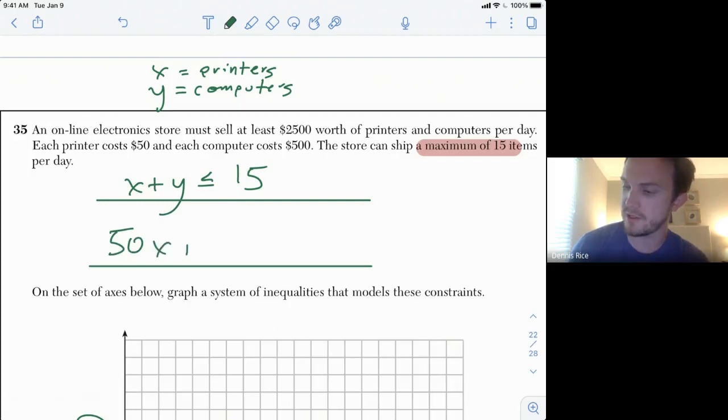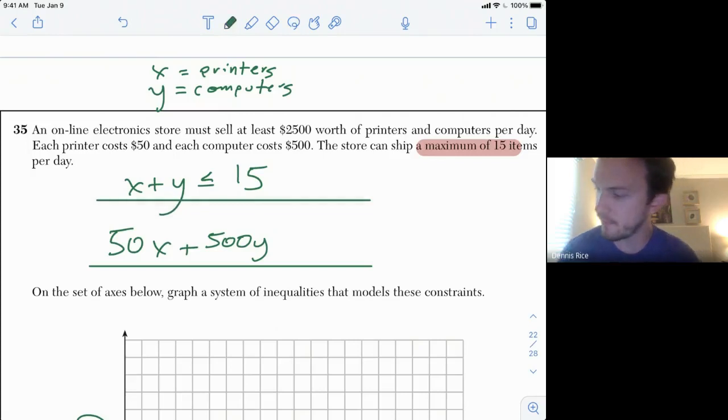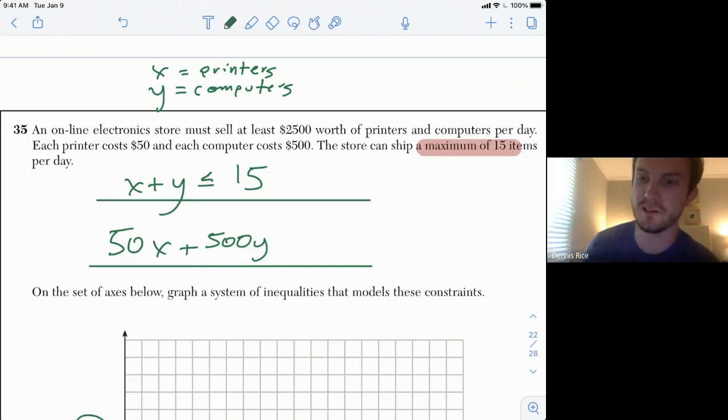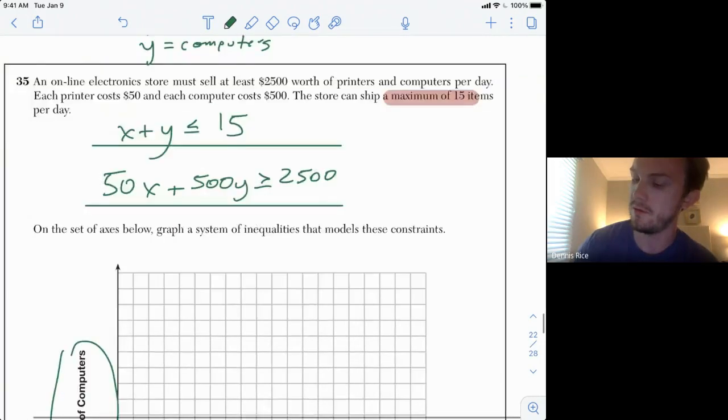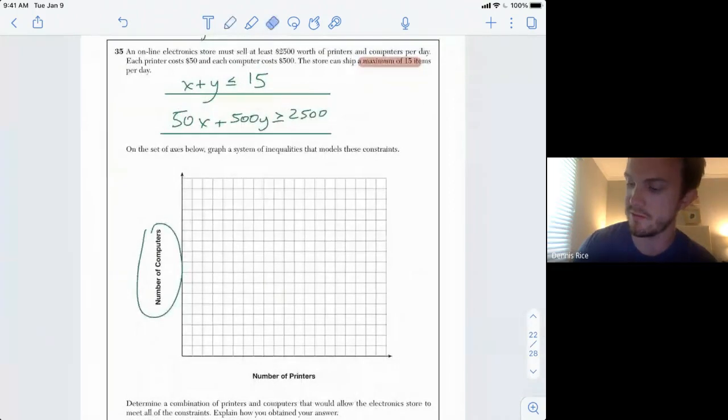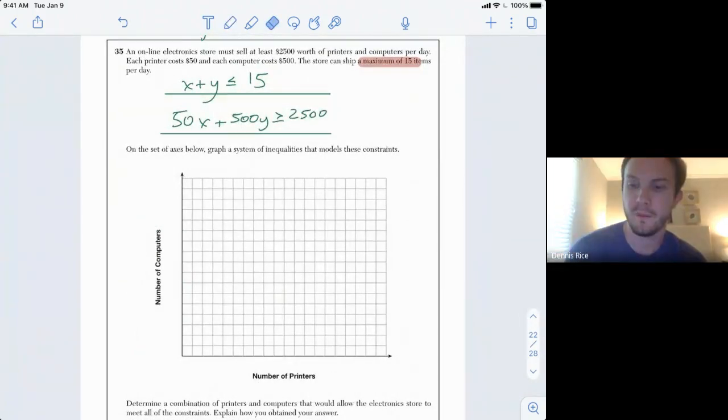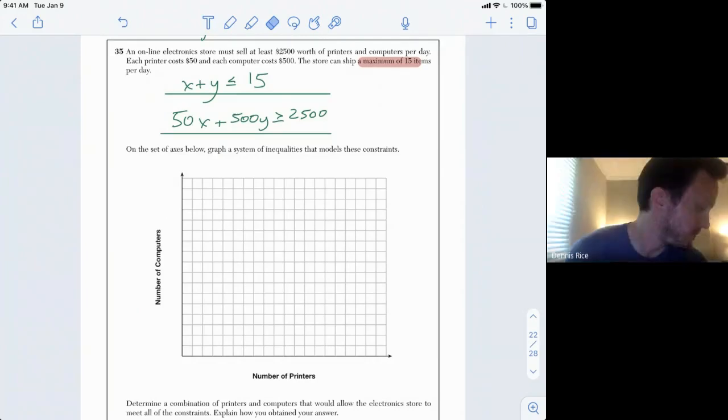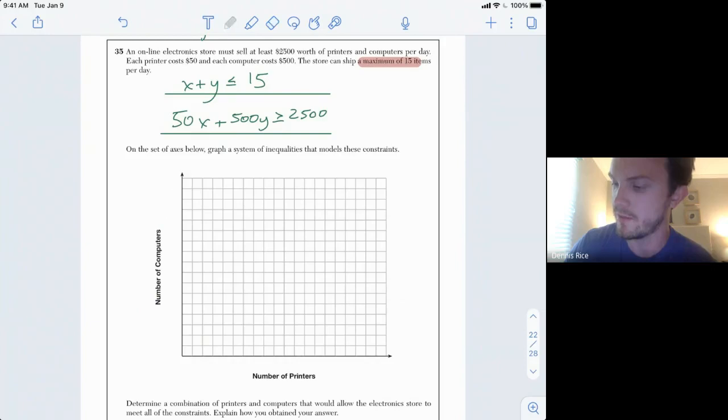50x plus 2500. Wait. Yeah. No. 500x plus 500y is at least 2500, so greater than or equal to 2500. Now, what did we learn yesterday with graphing these? What's the best way of graphing these? Yeah, standard form.